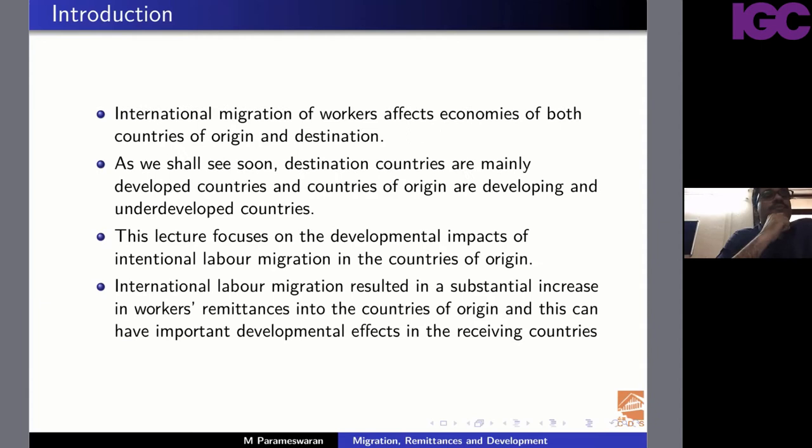Now, the important issue is that international migration has important implications for the countries of origin as well as for the countries of destination. Destination countries are mainly developed countries. We will see the data soon. And the origin countries are mainly the poor, underdeveloped, or developing countries. In this lecture, we focus on the impact of migration and consequent remittances on the development of the countries of origin.